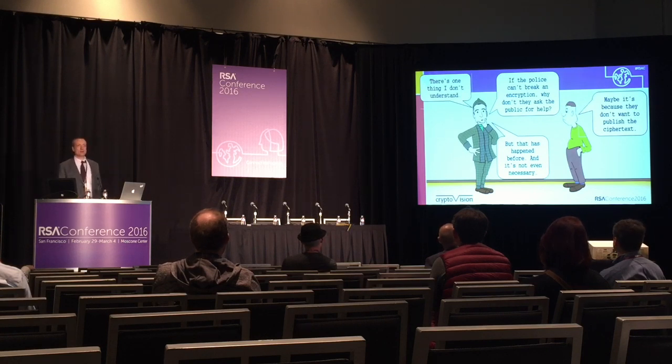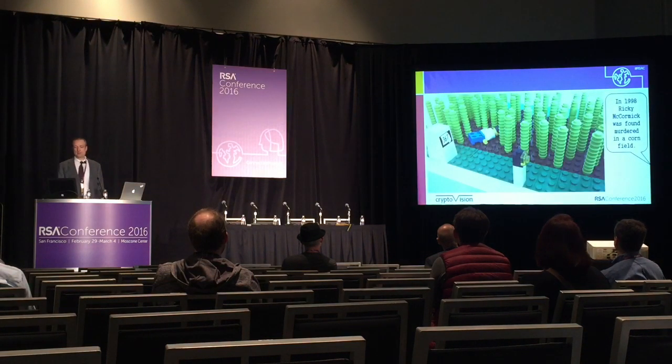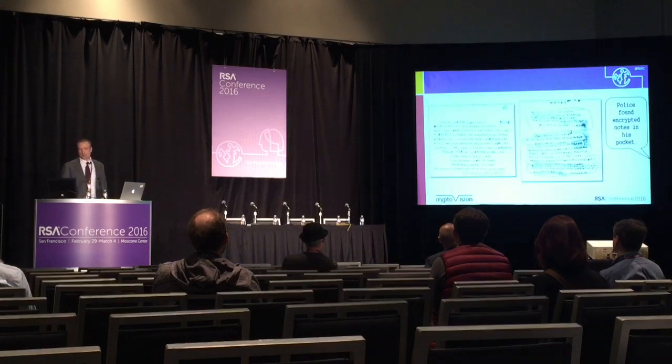Well, let's look at the first statement. It has happened before that the police publishes ciphertext related to a criminal case. Yes, for example, a couple of years ago, this happened in the Ricky McCormick murder case. You might remember this one. Ricky McCormick was a man who was found murdered on a cornfield in the state of Missouri. Police couldn't solve the case, but in his pocket, the police found 2 encrypted notes.